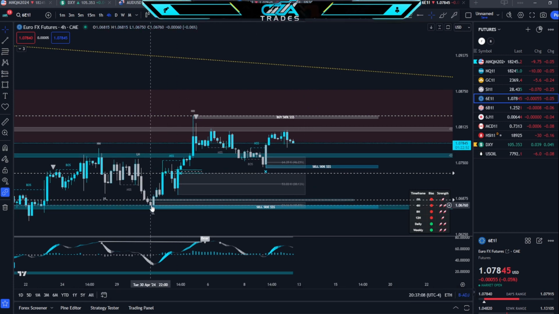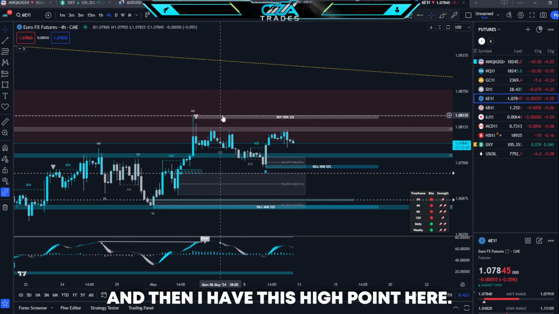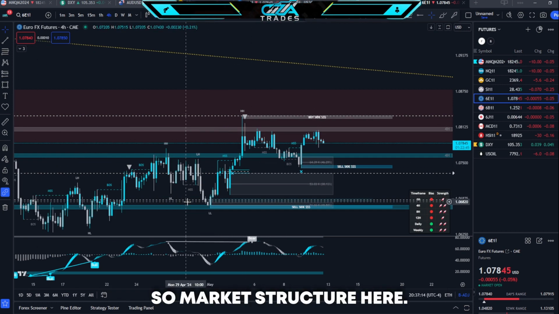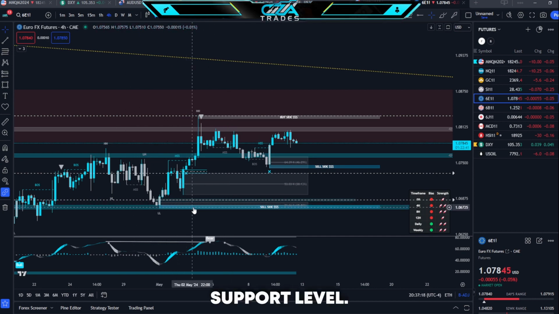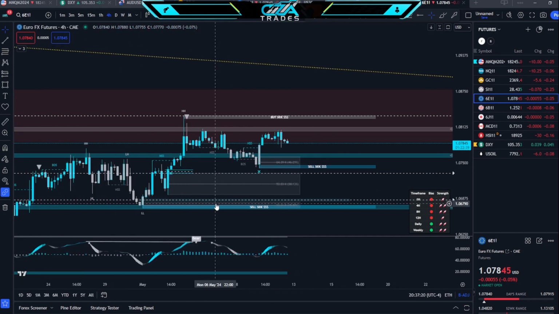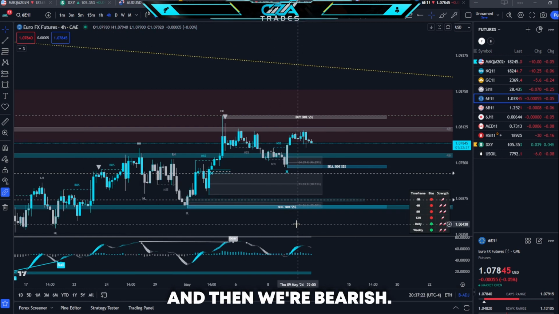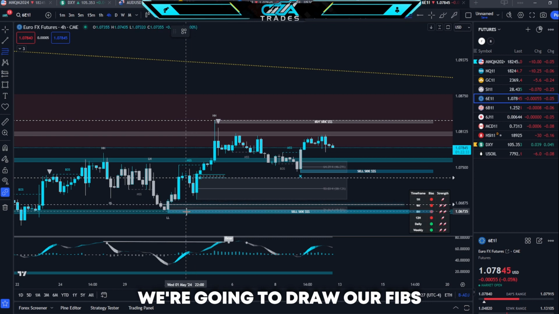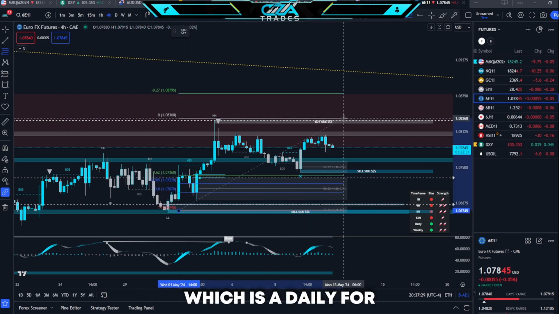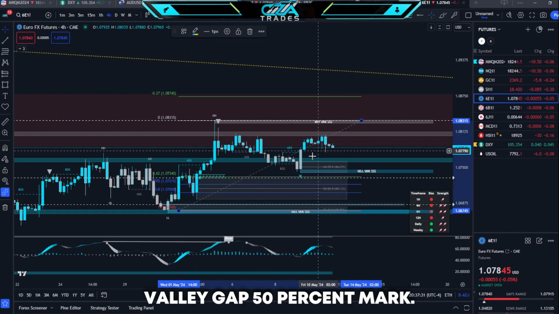Check this out. We have this market structure down here, which I want to consider, and then I have this high point here. So market structure here, this is a support level, right? If price action breaks through that, then we're bearish. So I'm going to use this right over here as my support level. We're going to draw our fibs out to the resistance level, which is that daily fair value gap 50% mark.